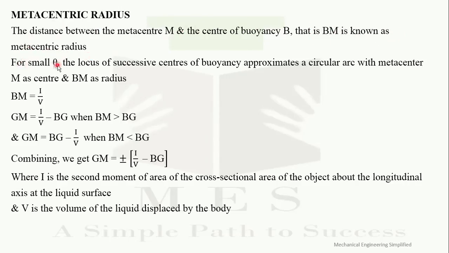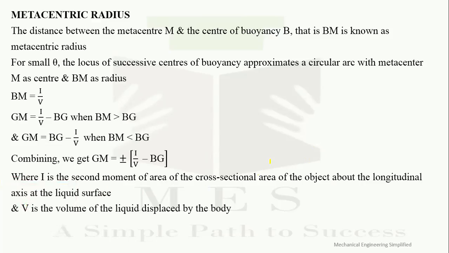Okay, and for a small theta, the locus of successive centers of buoyancy approximates a circular arc with metacenter M as center and BM as radius. That is why this BM is known as the metacentric radius. And what is the magnitude of this? The magnitude is I by V. And what is this I? This I is the second moment of area of the cross-sectional area of the object about the longitudinal axis at the liquid surface. Two important points here.